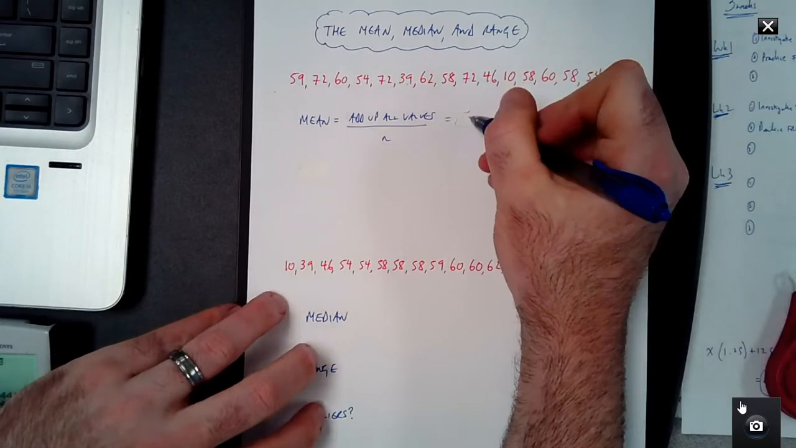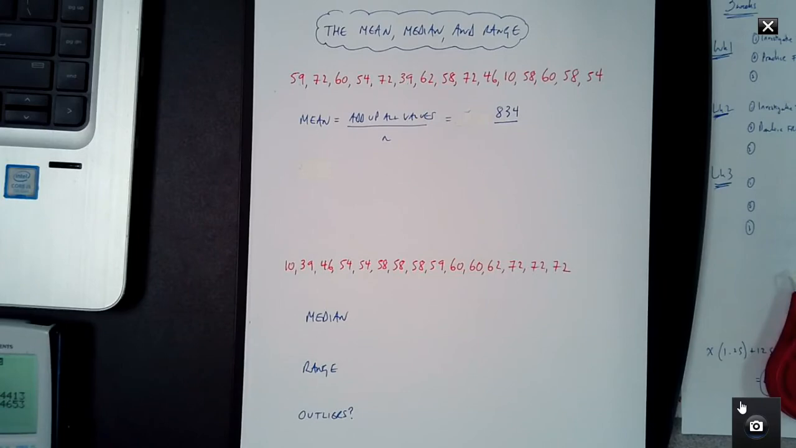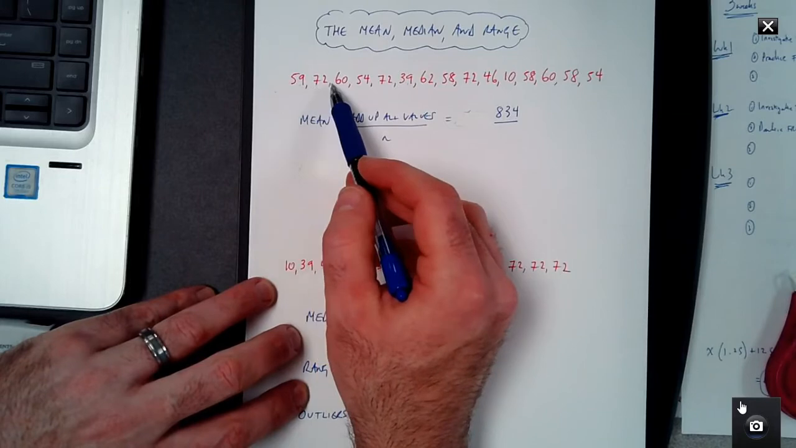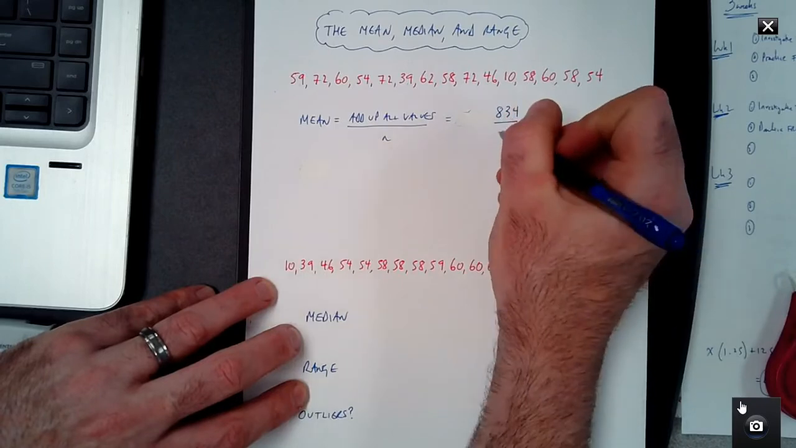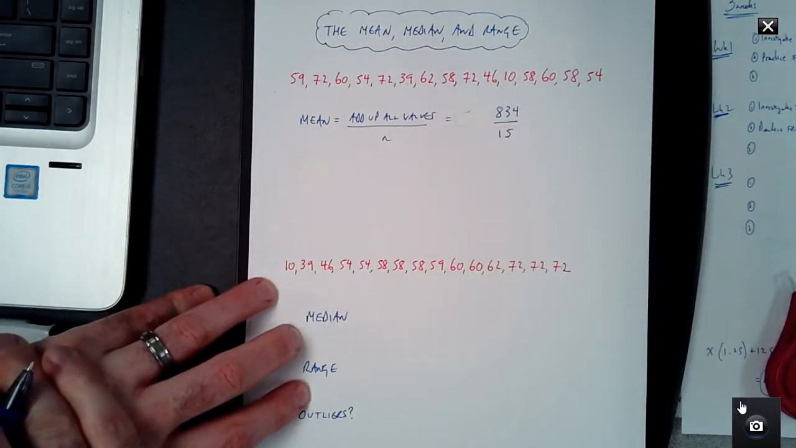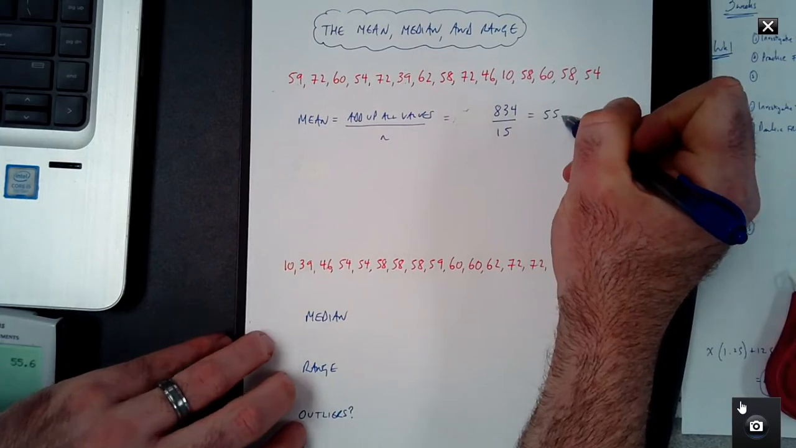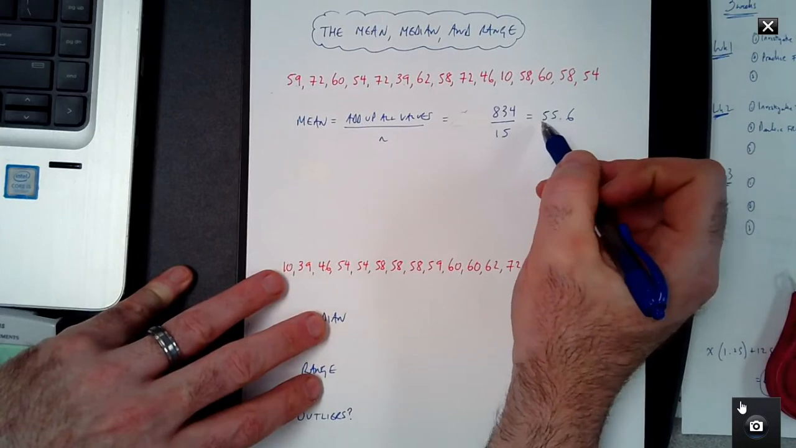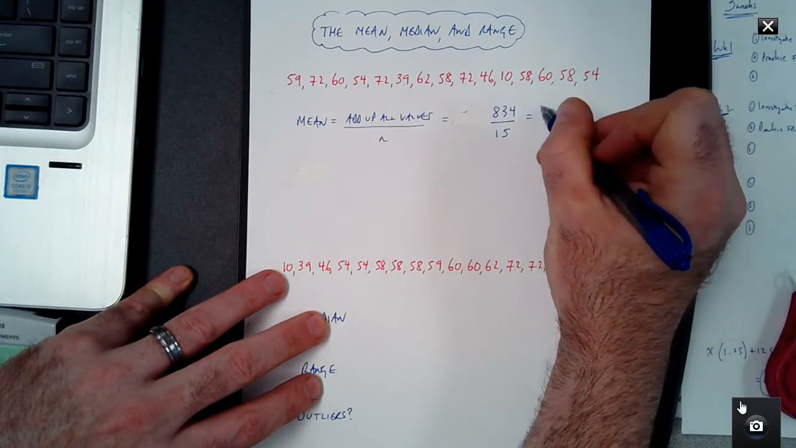So when you add up all those values, you get a total of 834. Now, n, the little case n here, represents the number of samples. So we have 1, 2, 3, 4, 5, 6, 7, 8, 9, 10, 11, 12, 13, 14, 15 total possible samples. All right, so 834 divided by 15, use our calculator, will give you 55.6. That means on average, using the mean, students were able to hold their breath for about 55.6 seconds.